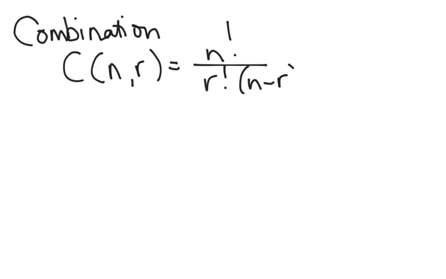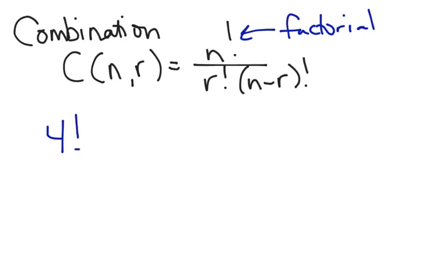And here's the formula. Now, what are those exclamation points? Those are known as factorials. Factorial is pretty easy. If I said, what is 4 factorial, I would be asking you, what is 4 times 3 times 2 times 1? That's all I'm asking you for.